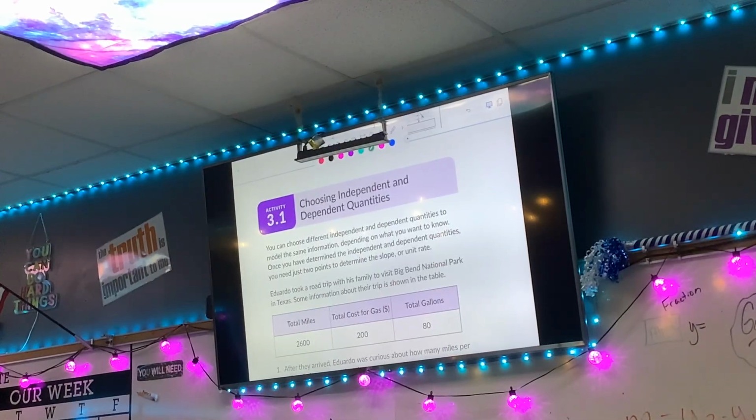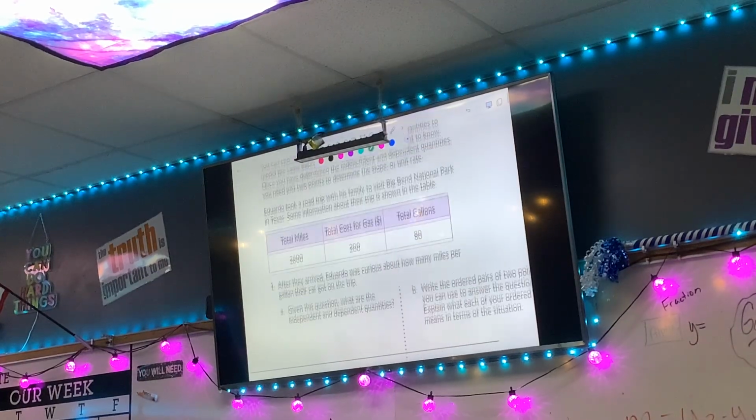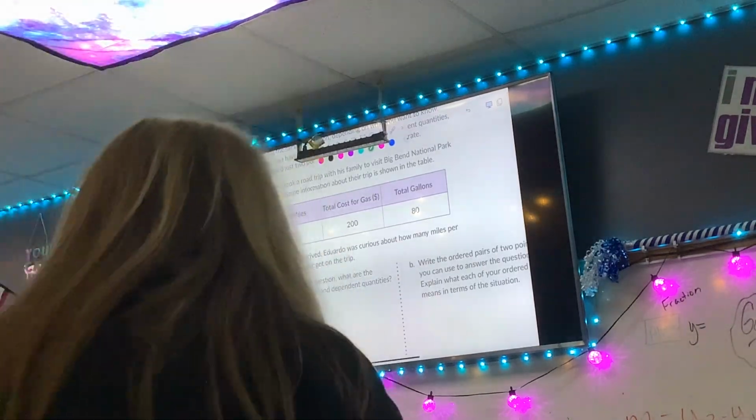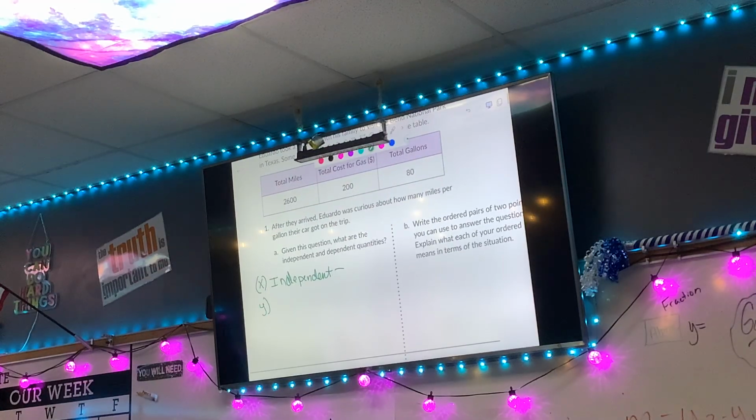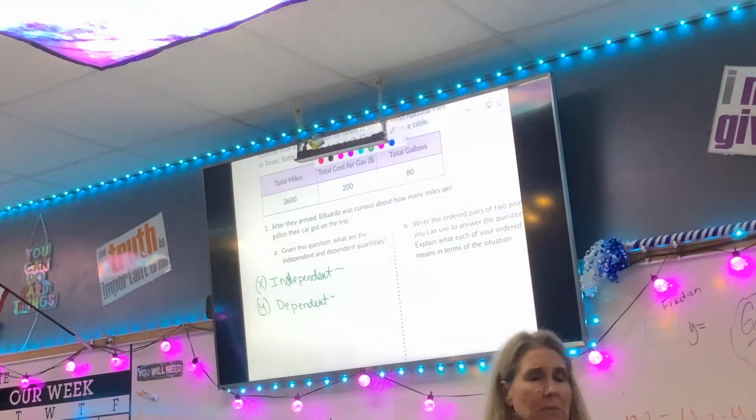So the main thing we're doing on this is we have to figure out our independent and our dependent. Given this question, what are your independent and dependent quantities? After they arrived, Eduardo was curious about how many miles per gallon their car got on the trip. So I am going to write X, which is my independent, and I am going to write Y, which is my dependent. And then I'm going to decide what is my independent and what is my dependent.